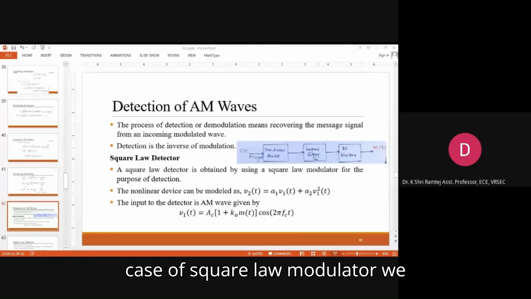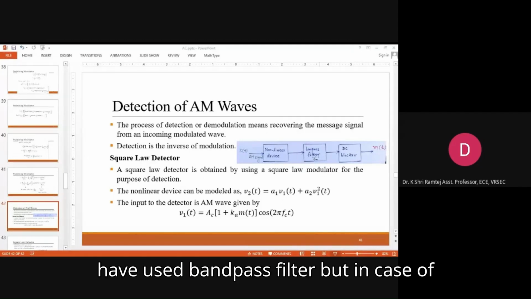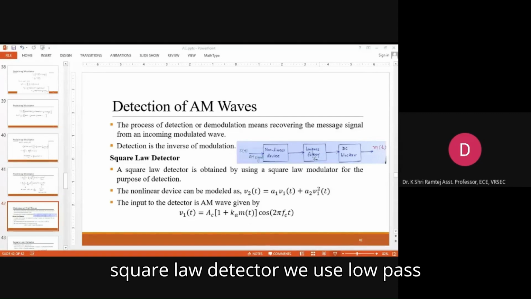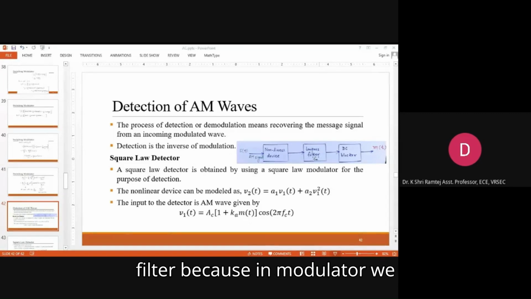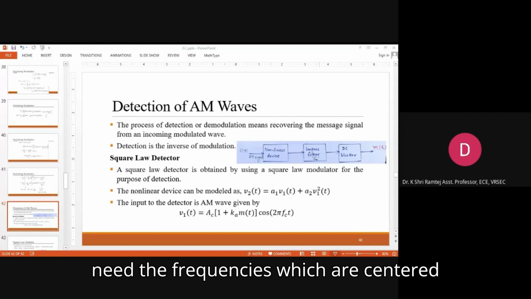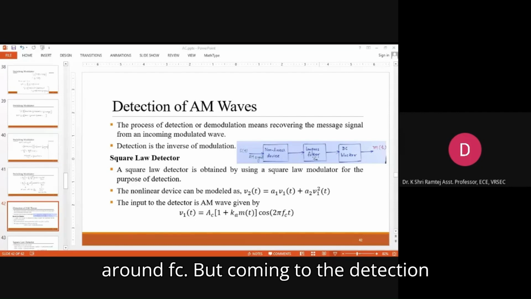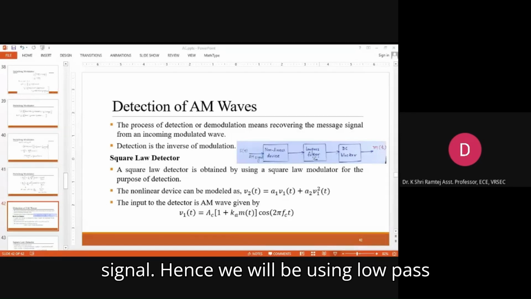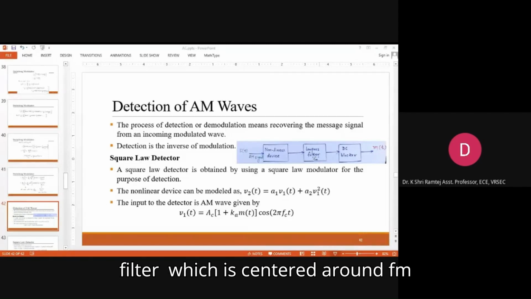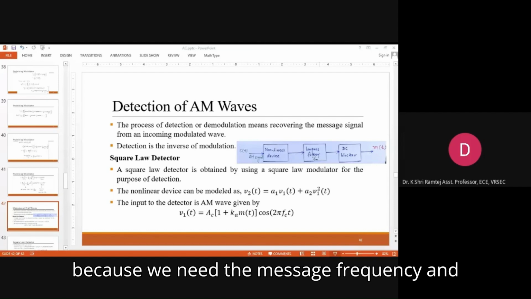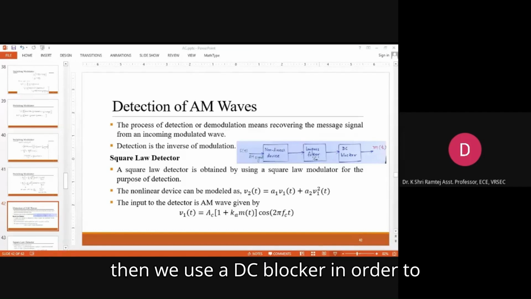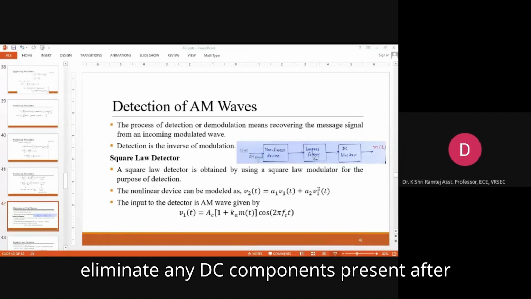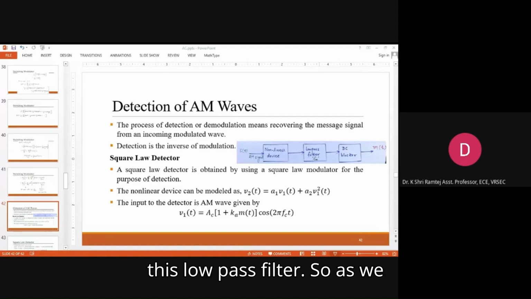In the case of the square law modulator, we used a band-pass filter, but in the case of the square law detector, we use a low-pass filter. Because in the modulator, we need the frequencies which are centered around fc. But coming to the detection process, we need to detect the message signal. Hence, we'll be using a low-pass filter centered around fm, because we need the message frequency. And then we use a DC blocker in order to eliminate any DC components present after this low-pass filter.